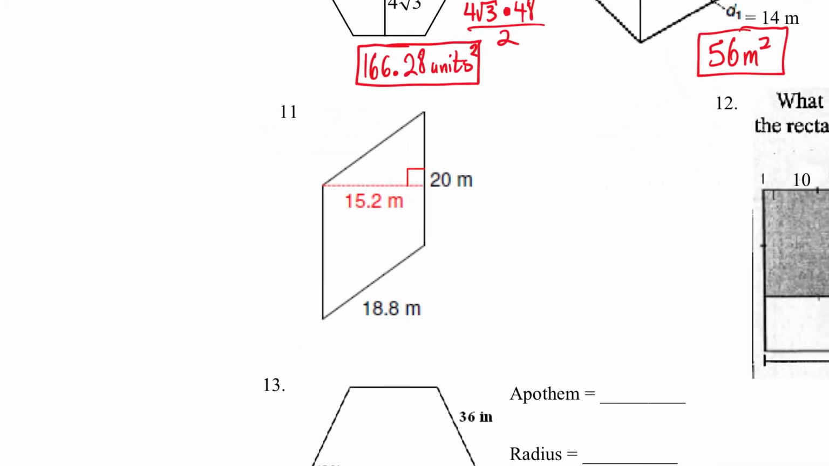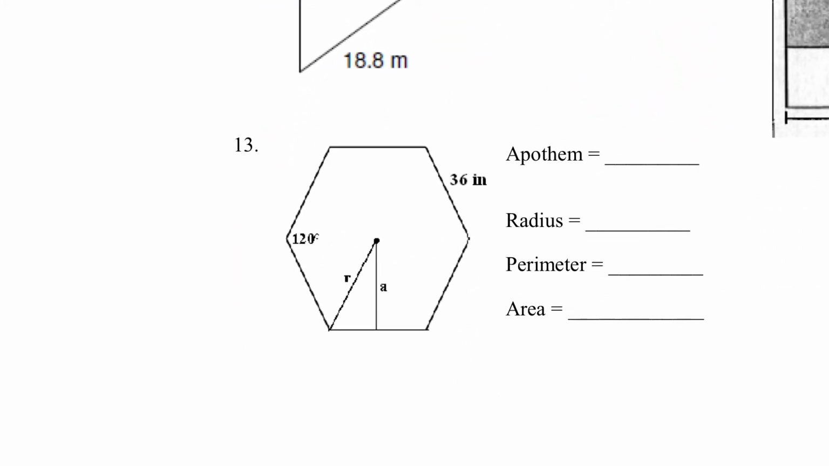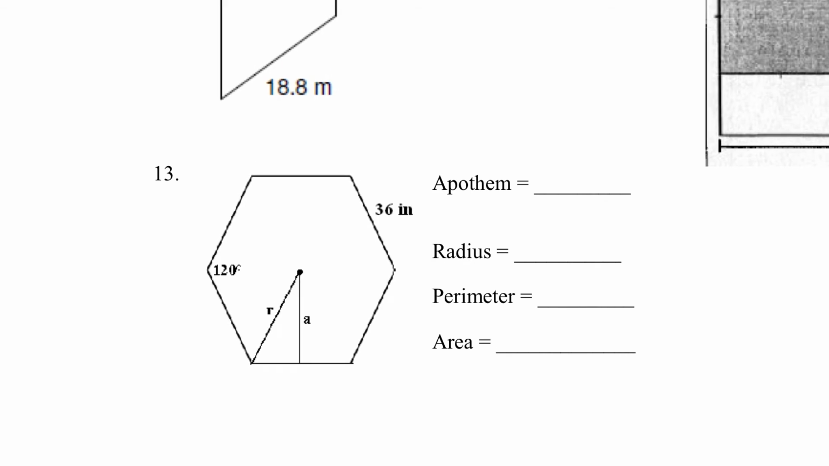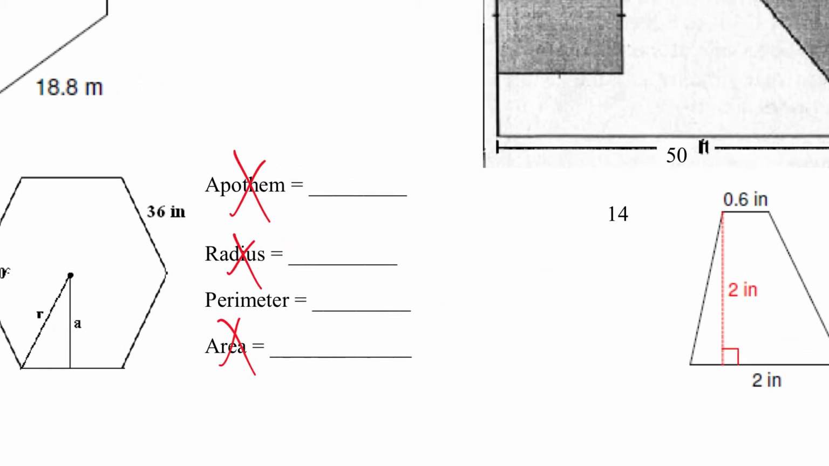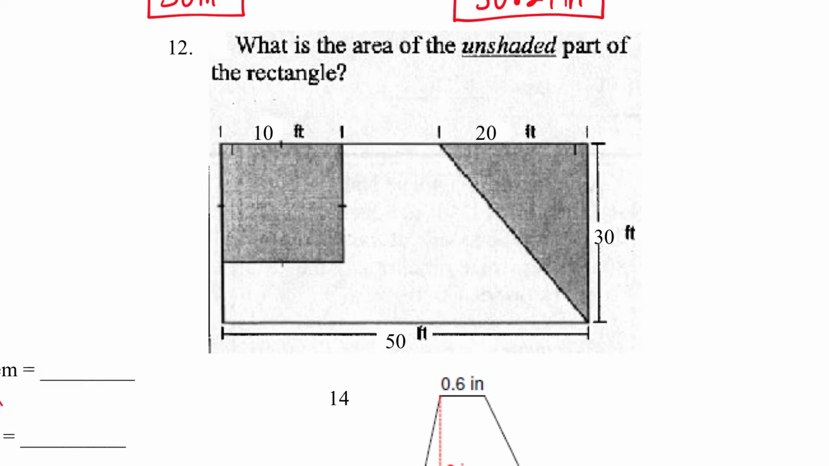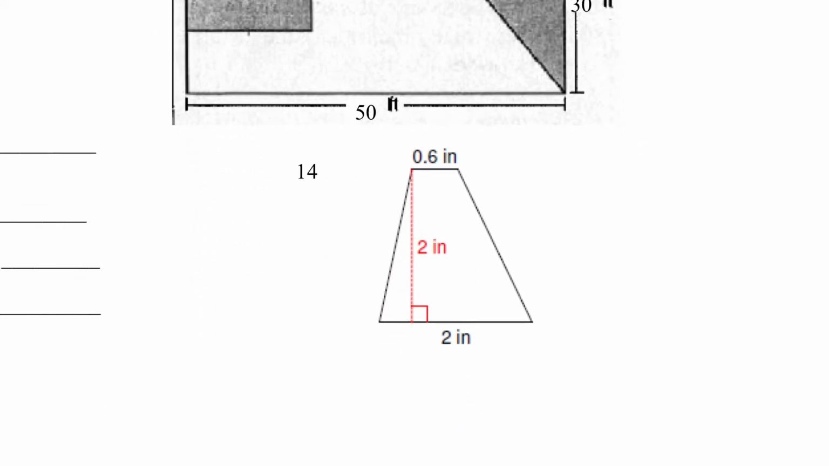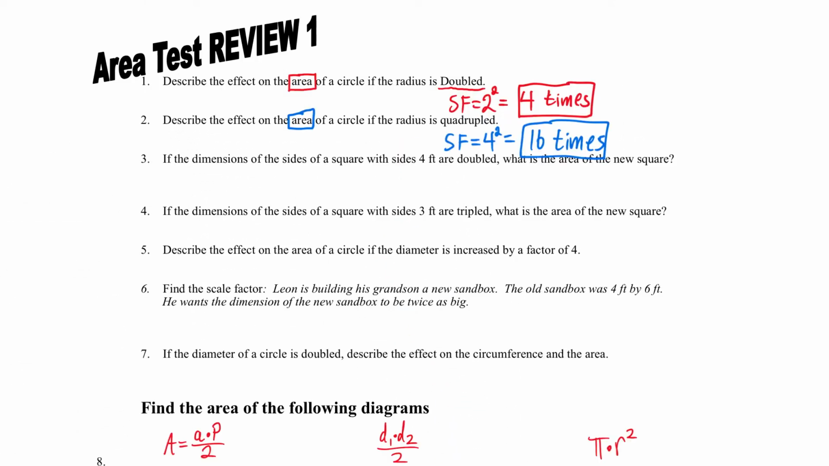Okay, that one, it's a parallelogram, find the area of that one. That one's pretty easy. On number 13, don't worry about finding the apothem, radius, or area. Just find the perimeter, I guess, on that one. Okay, on number 12, you're going to be finding the area of the unshaded part. Number 14, finding the area of that trapezoid.